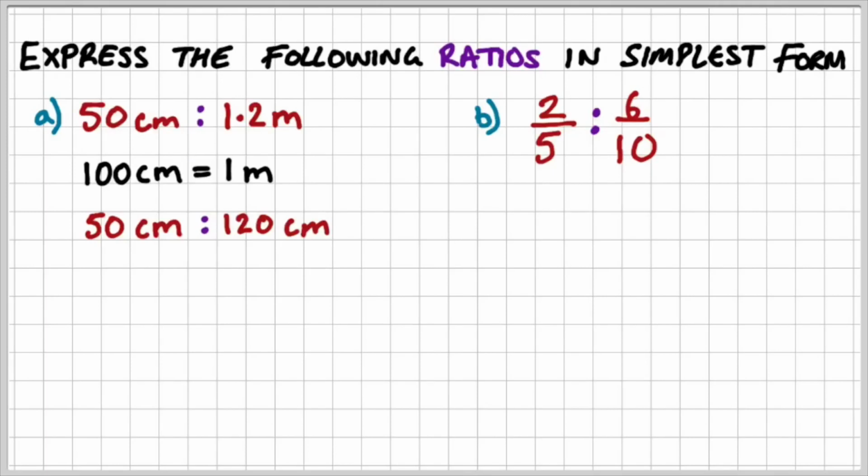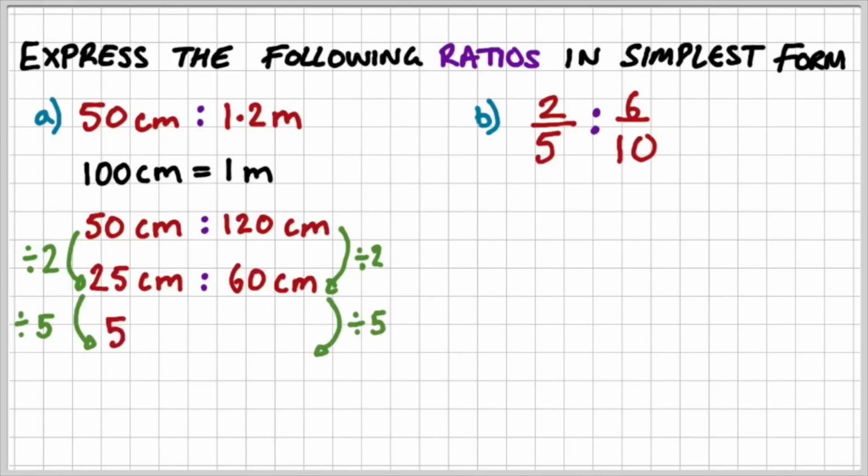Now for me to simplify this, I'm going to divide both sides of the ratio by 2, which is going to give me, for every 25 centimeters, I have 60 centimeters. Now I know that I can simplify that again. So I'm going to divide both sides by 5, which means I have 5 centimeters to every 12 centimeters. So the highest common factor was actually 10. I could have divided 50 by 10 to arrive at 5 centimeters and 120 centimeters by 10 to get to 12 centimeters. Now that's my simplest form.